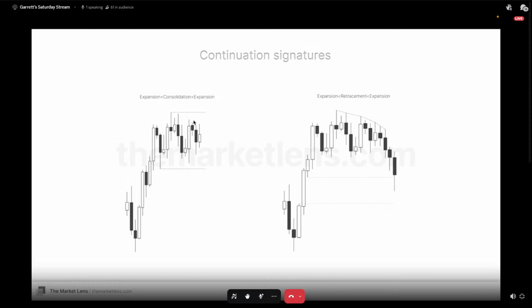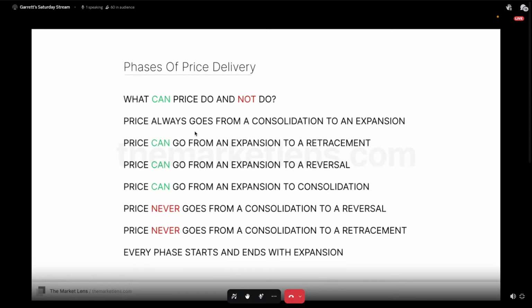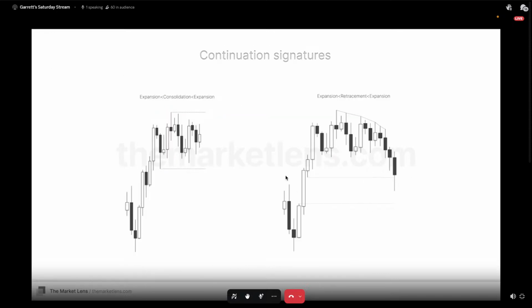So continuation signatures are simply consolidations, right? As we mentioned, we don't reverse from a consolidation. Price never goes from a consolidation to a reversal, right? So we want to see consolidations on our way to objectives, kind of like a market maker model, right? And as well as you want to see retracements. At the point of retracement, we want to see failure swings, right? Because price doesn't reverse from failure swings generally.